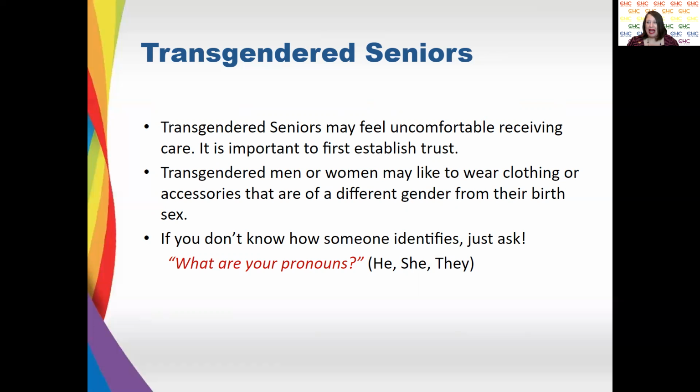If you don't know how someone identifies, just ask. And an easy way to do that, which shows that you understand our transgendered brothers and sisters, is just asking them, what are your pronouns? That is showing them that you understand that it's okay to ask, how do they prefer to be called? He, she, they, their, and that can get you started on the right foot with your client or with anyone who might be transgendered.